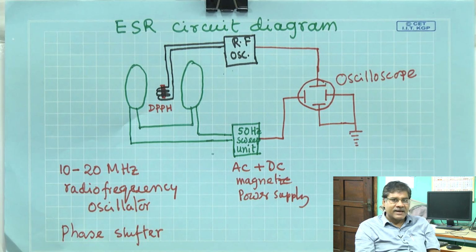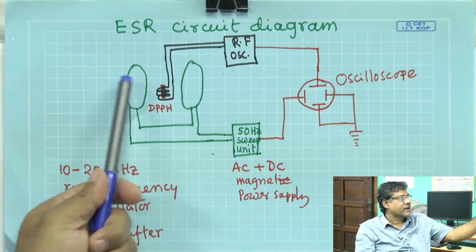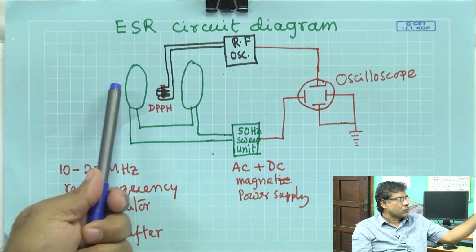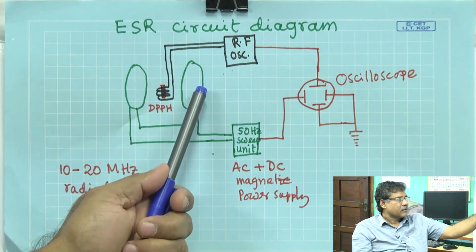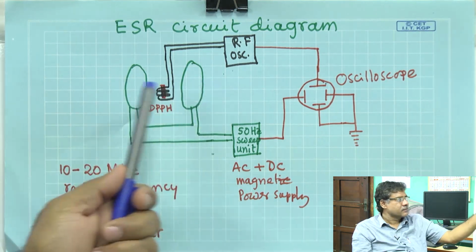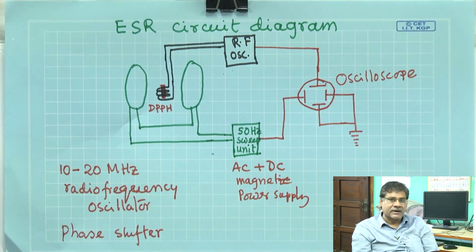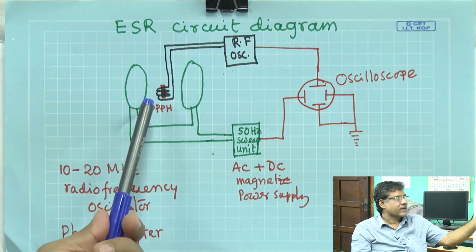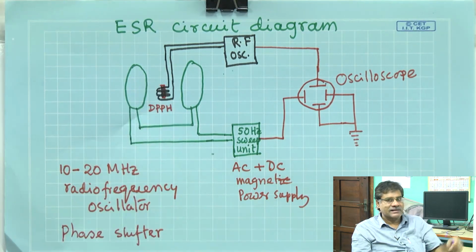So, we need a magnetic field. One can use an electromagnet. For a teaching laboratory, we will basically use a Helmholtz coil. Okay, so 2 coils, and their separation will be equal to the radius of the coil. Then one can get a uniform magnetic field between these 2 coils.